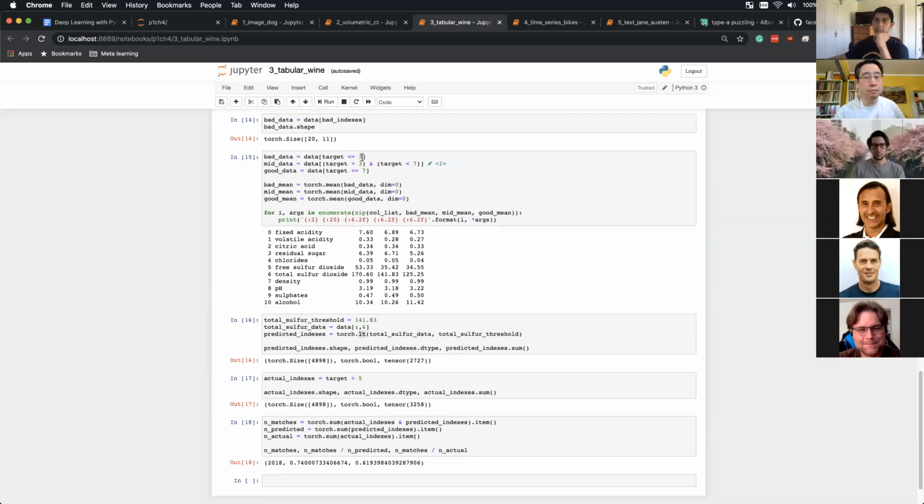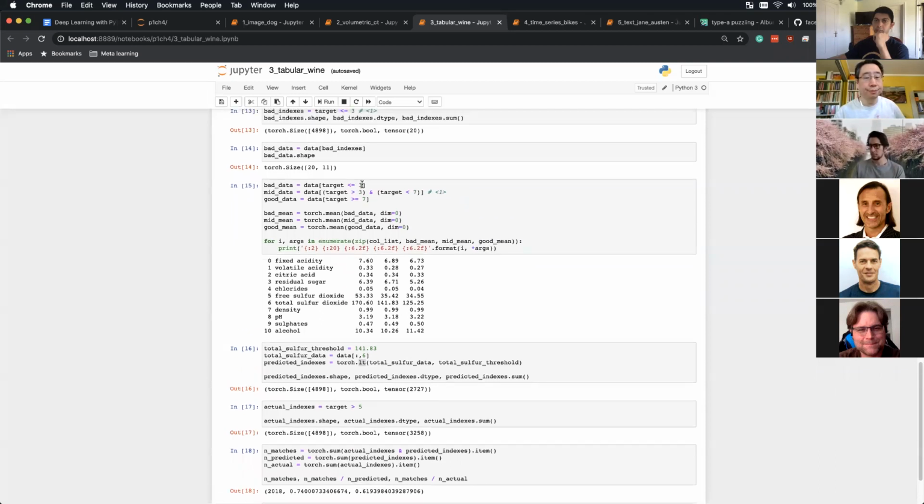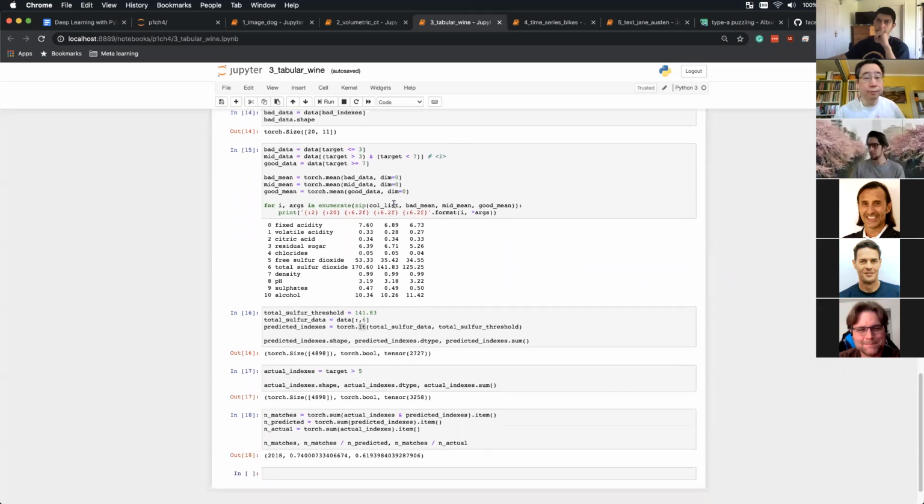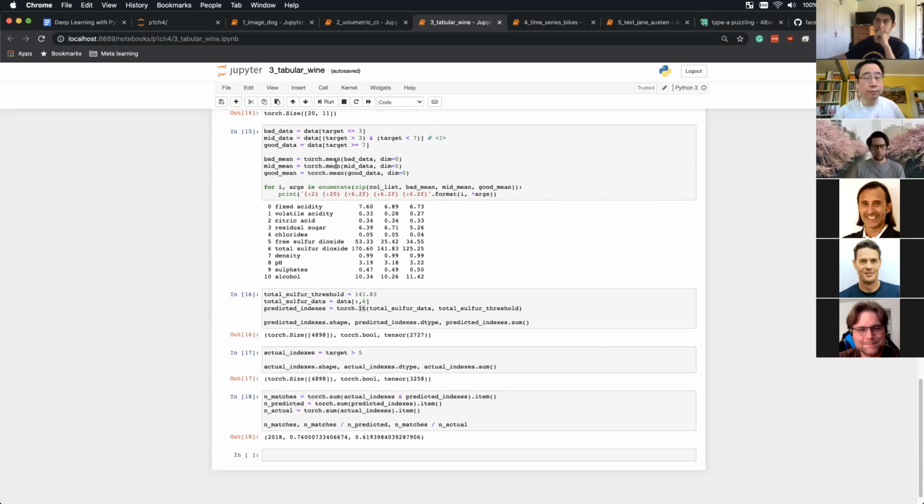And then they split it into various different sections. So all of the wines under 3, greater than 3 but less than 7, greater than or equal to 7. And then they can measure the mean values of all of the different variables and look at that also across the bad group, the medium group, and the good group. And they can see which variables actually have some shift across the quality of the wine.